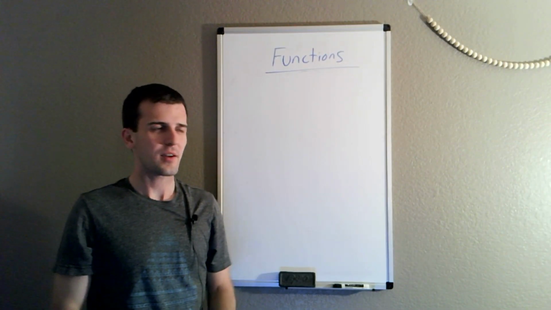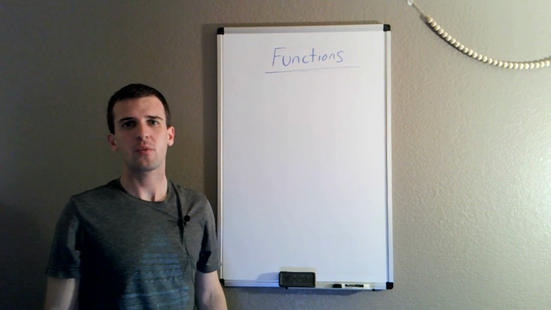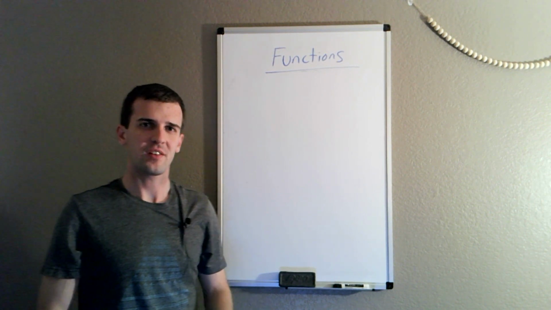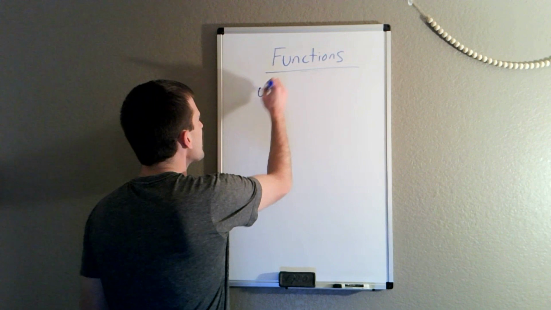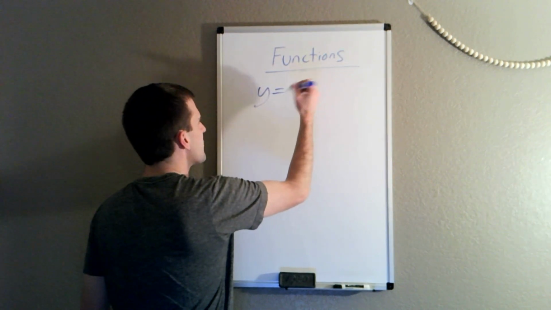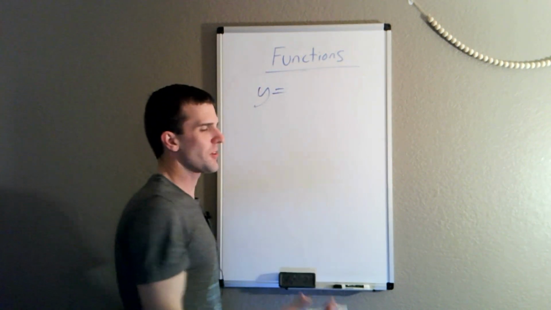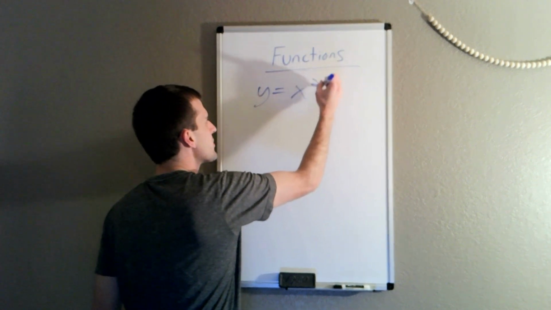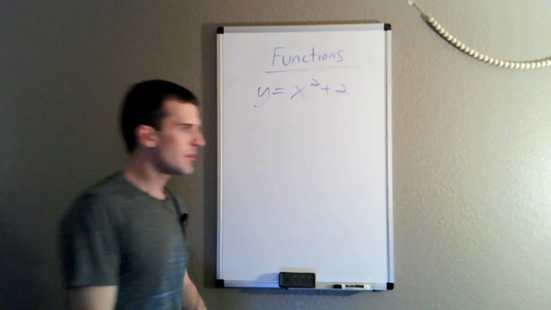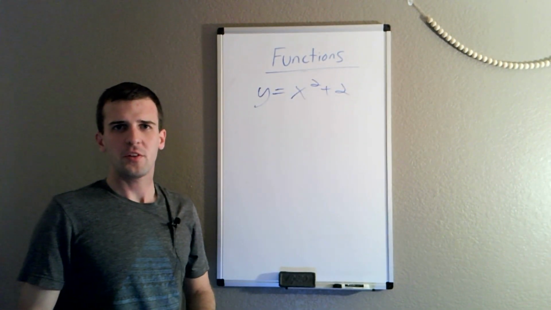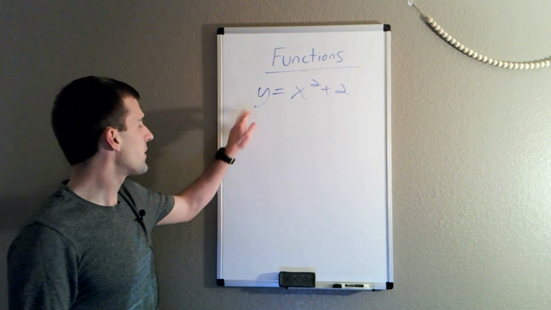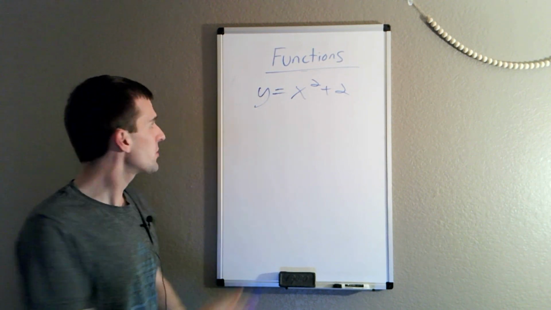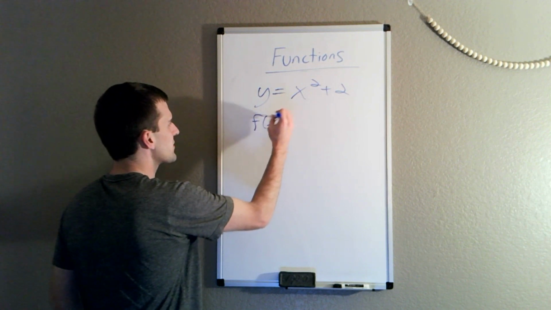So in this one, I'm going to introduce a couple different ways to represent a function. A lot of us are probably used to seeing this notation, y equals, and then some function of x. We'll just say, for example, x squared plus 2. There's another more commonly used way to represent a function, and that's not with y. That's actually going to be with f of x.